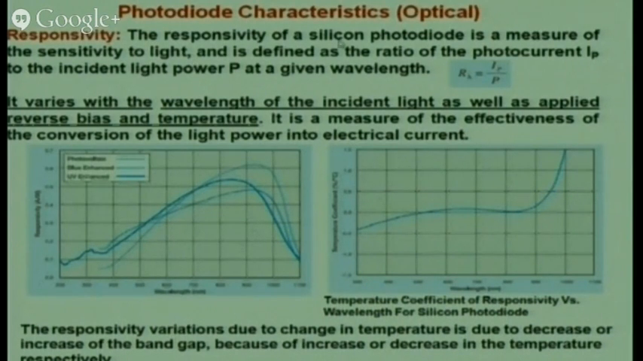So the responsivity of the silicon photodiode is a measure of the sensitivity to light and is defined as the ratio of photocurrent, how much photocurrent is produced per incident light power P at a given wavelength, which is nothing but IP by P. It varies with the wavelength of the incident light as well as applied reverse bias and temperature. It is a measure of effectiveness of the conversion of light power into electrical current. This responsivity variation due to change in temperature is due to decrease or increase of the band gap because of increase or decrease in the temperature respectively. The responsivity also varies with the temperature.